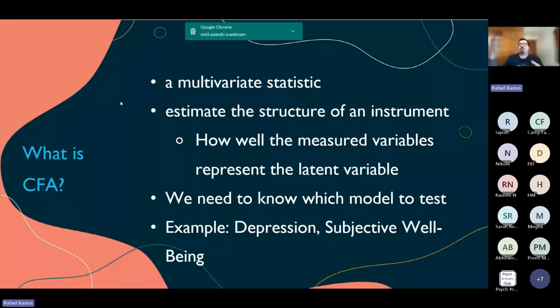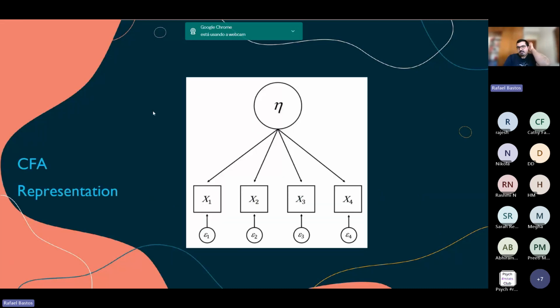So first we need to know which model to test, for instance, which items belong to which factors. I'll give an example with depression and subjective well-being. So this is a CFA representation, and let's assume that we are measuring depression. If the theory says that depression is a single factor model, then this factor here is the factor of depression, and it explains the scores in the items.